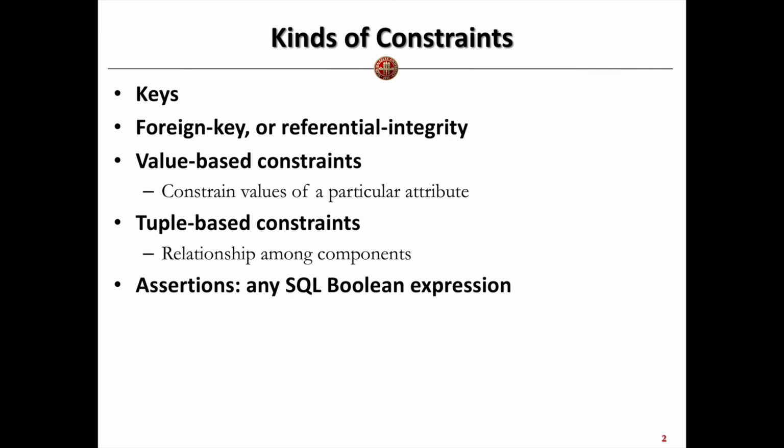Besides the value-based constraints, we may also introduce some tuple-based constraints, like the relationships among the components. And besides these, another important constraint we will introduce in this section is called assertions. An assertion is a Boolean expression we write in SQL. Generally, we need to maintain many assertions when we're running our system, and we need to make sure our system keeps these assertions valid during running time. In other words, we need to make sure this Boolean expression is always true during the system running time. So these are some examples of the constraints we need to use in database system design. And in the following parts, we will introduce some of these constraints.